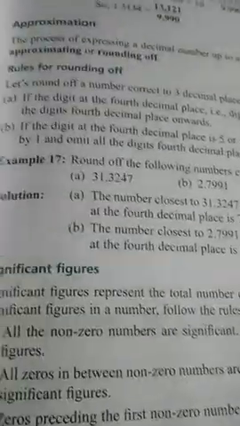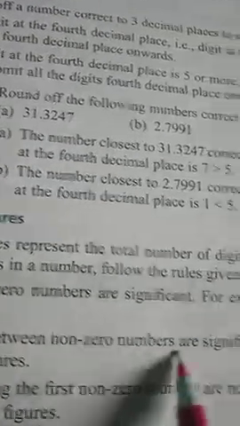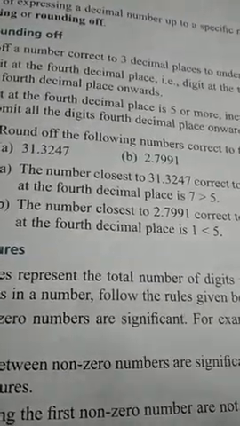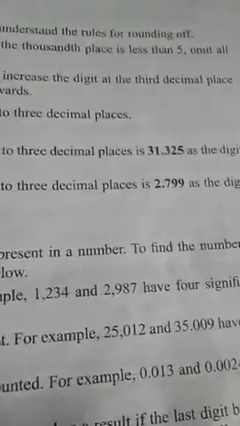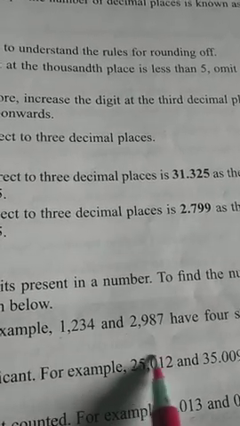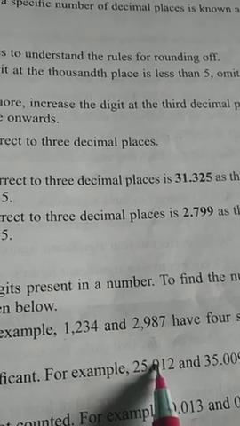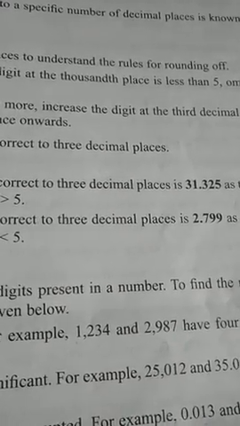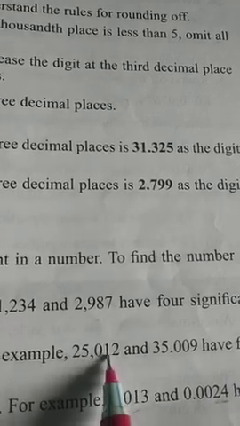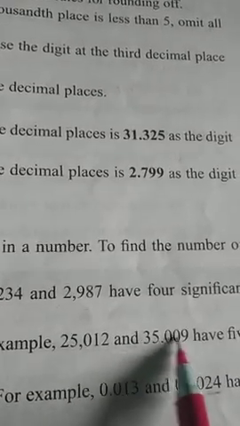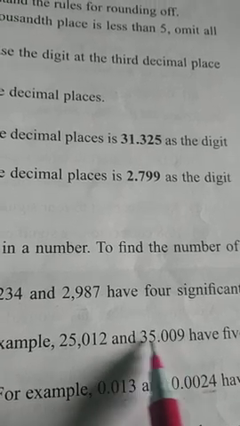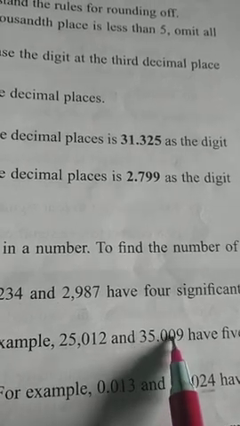Next, all zeros in between non-zero numbers are significant. If there are non-zero numbers and a zero comes in between them like this, then this zero will be counted as a significant figure. So how many significant figures are in this? 1, 2, 3, 4, 5. In this, the zero is coming in between the non-zero numbers, so it will be counted as a significant figure. 1, 2, 3, 4, 5.